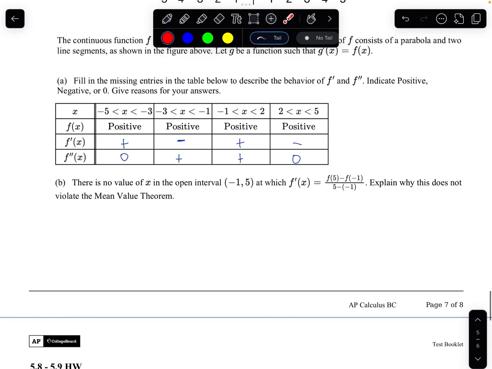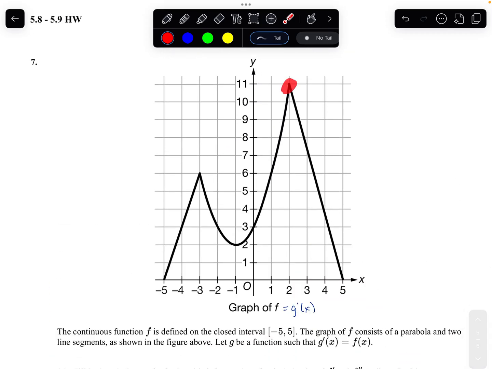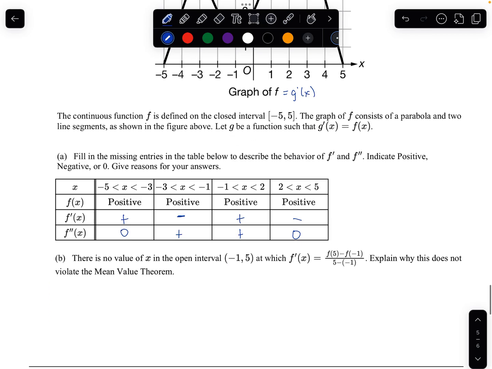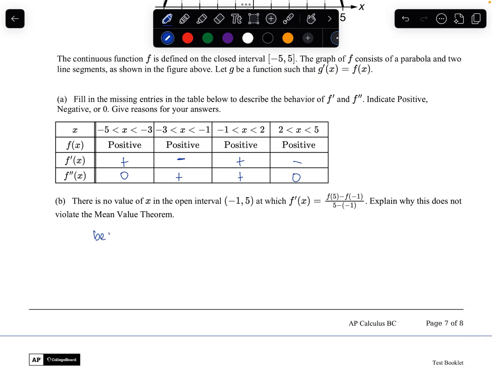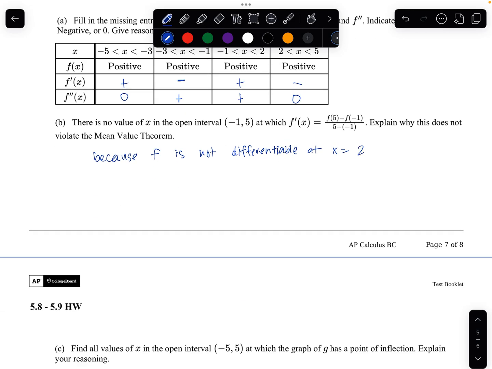Well, because it doesn't violate the mean value theorem, because there's a corner on the graph right here. So we're not differentiable. So I would just say that because f is not differentiable at x equals, what was it, 2? At x equals 2, which is in this interval right here. So of course it's not going to follow the mean value theorem, because the conditions aren't even met.